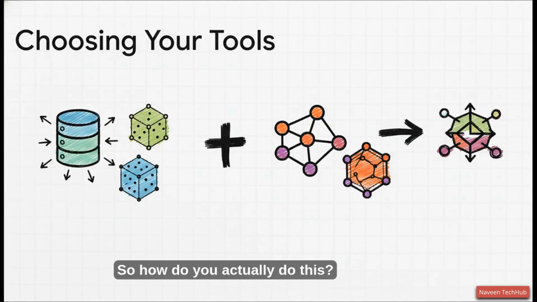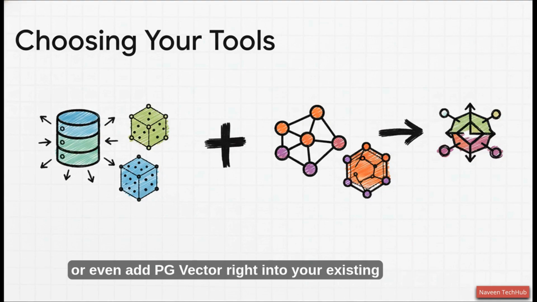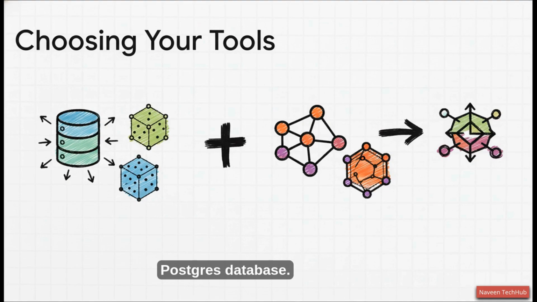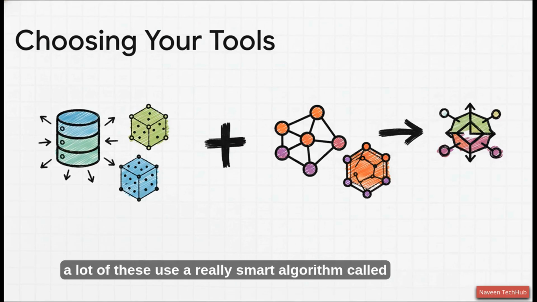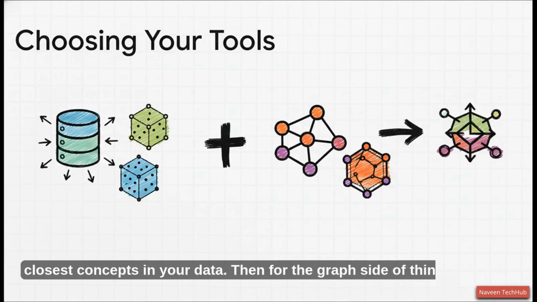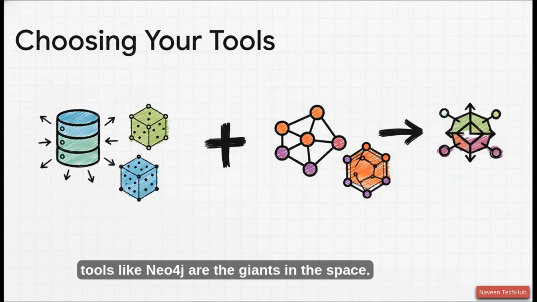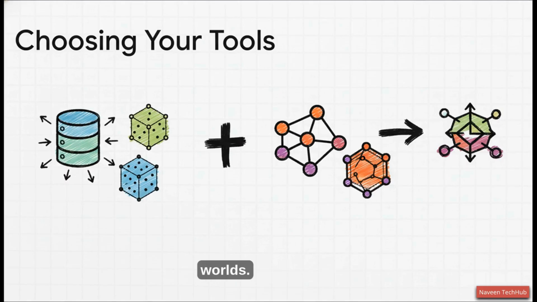So how do you actually do this? Well, you've got a ton of great tools. For vector search, you can use open source stuff like Meta's FAISS, or even add pgvector right into your existing Postgres database. Or you can go for managed services like Pinecone or Weaviate. A lot of these use a really smart algorithm called HNSW, which is kind of like a super fast GPS for finding the closest concepts in your data. Then for the graph side of things, tools like Neo4j are the giants in the space. But here's the key takeaway. The pros don't choose one. They use a hybrid approach to get the best of both worlds.